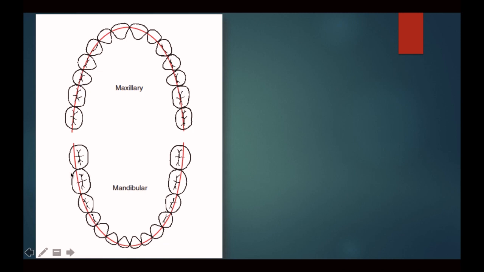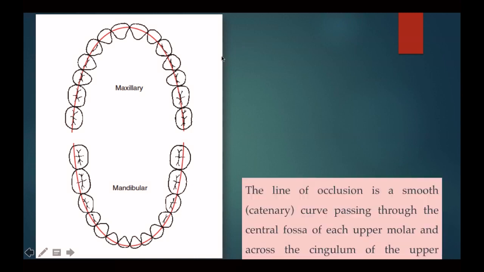So this is the first question. The question comes like this: identify the red lines which are shown in the picture here. So you need to identify these red lines which are there in both the maxillary and the mandibular arch. So let's see what is the answer to this question.